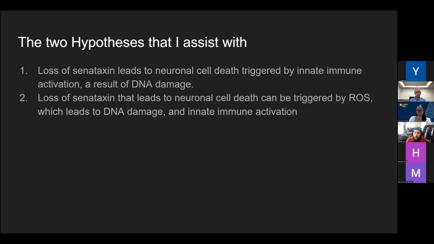There are two hypotheses that I assist with in lab. The first hypothesis is that the loss of syntaxin leads to neuronal cell death triggered by innate immune activation, a result of DNA damage. And there's a second hypothesis that the loss of syntaxin that leads to neuronal cell death can be triggered by ROS, which is reactive oxygen species, which leads to DNA damage and innate immune activation.